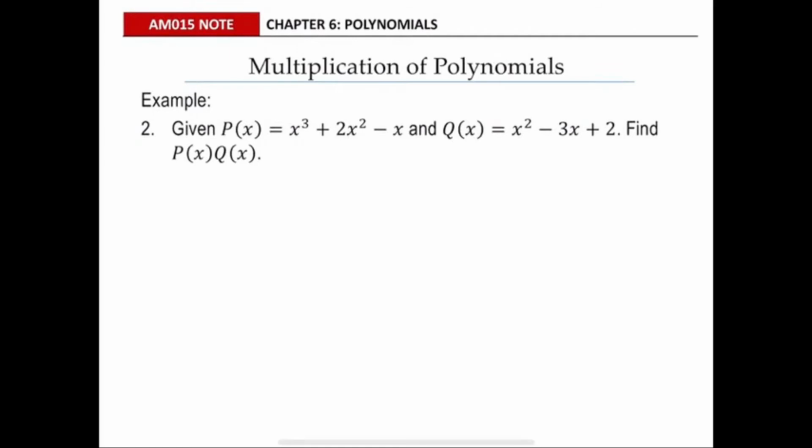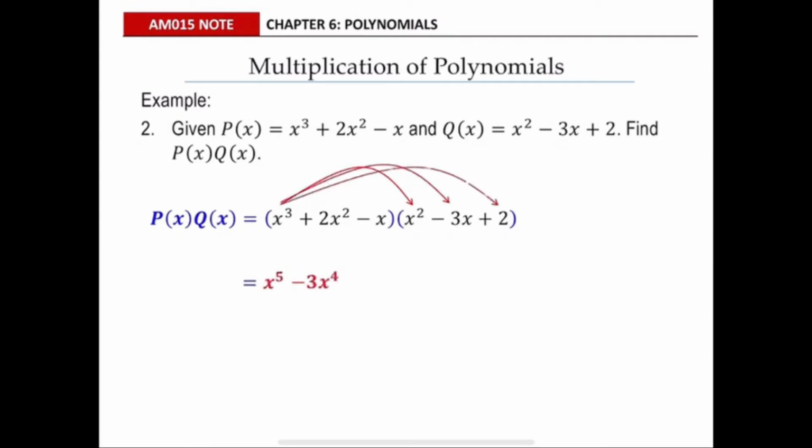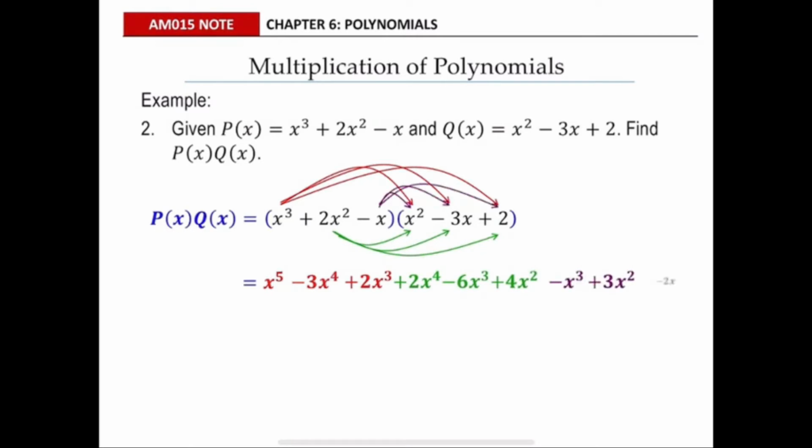For this example, we want to multiply two polynomials. Substitute the polynomials, then expand one by one. After that, add or subtract the terms of the same degree to get the answer.